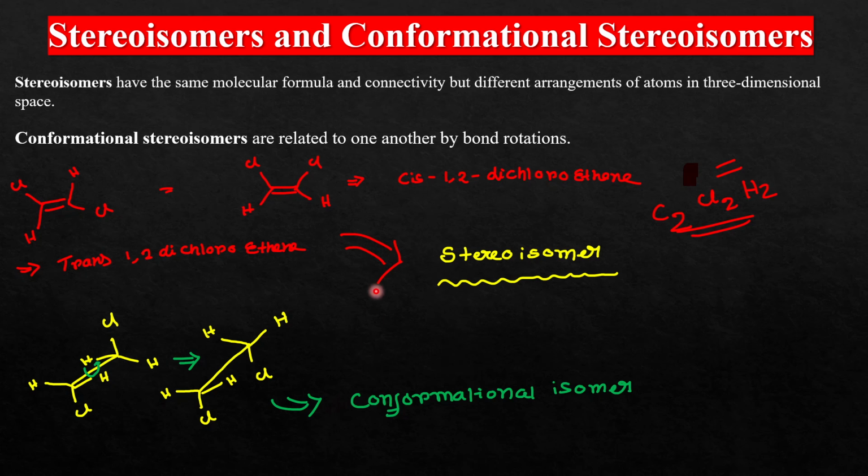So the major difference between conformational isomer and stereoisomer is that stereoisomers cannot be easily converted into one another. The energy barrier between one stereoisomer and another is very high. On the other hand, in conformational isomers, one conformer can be easily interconverted into another. The energy barrier between two conformational isomers is much lower compared to that of stereoisomers. That is the basic difference between stereoisomer and conformational stereoisomer.